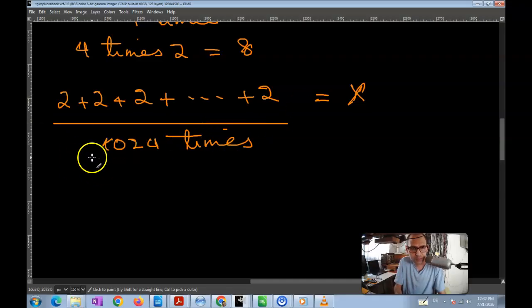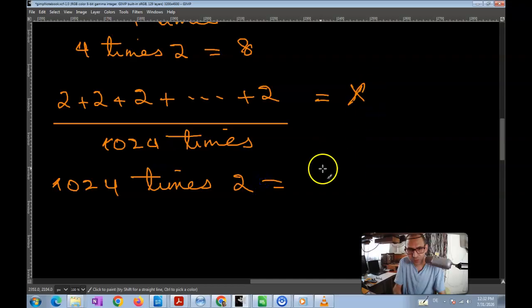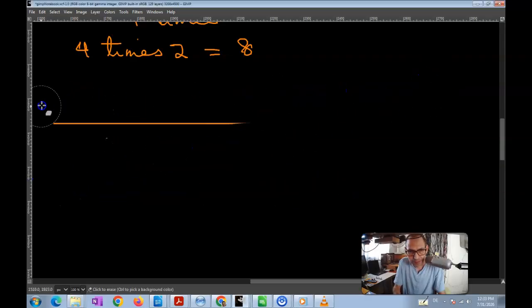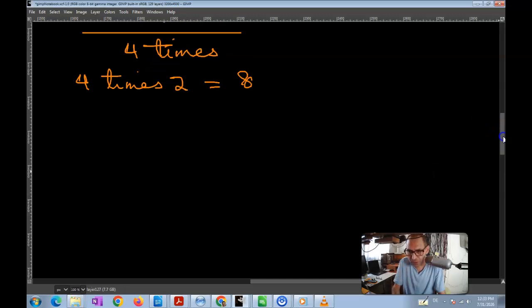So instead of writing this expression, which is not even possible to write in the first place, I'm going to write 1024 times 2 is equal to the same number that we got here, right? And then we will have to find some way to find the answer to this addition, and then the same answer we will use for this multiplication, right? Which is something interesting in and of itself. We will talk about that as we go along, okay?